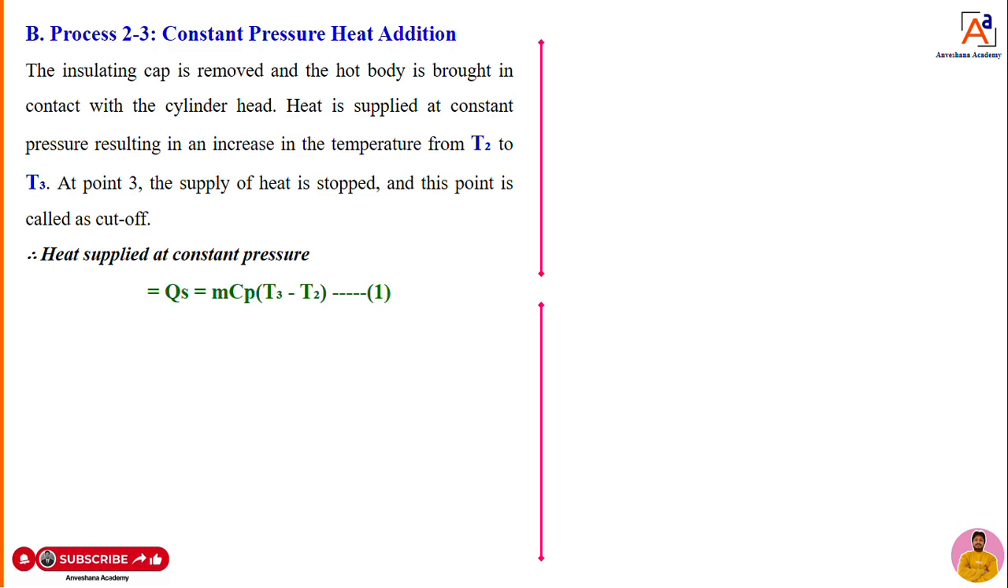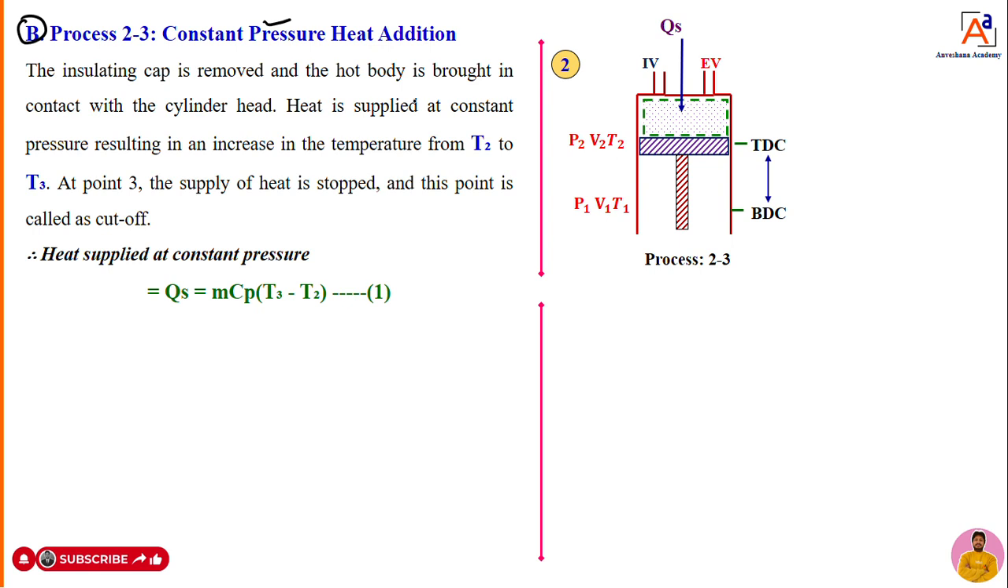Now the next process, the second process, is 2 to 3, constant pressure heat addition. What is the constant pressure heat addition? You can see here, dear students. When the piston is moved from BDC to TDC, already compressed air will be there. At that time, we are going to supply a certain amount of fuel. That means we are going to inject a small quantity of diesel into the cylinder. That means you are adding a certain amount of heat. At what condition? The pressure remains constant, that means P2 is equal to P3. At constant pressure, we are going to supply a certain amount of heat.